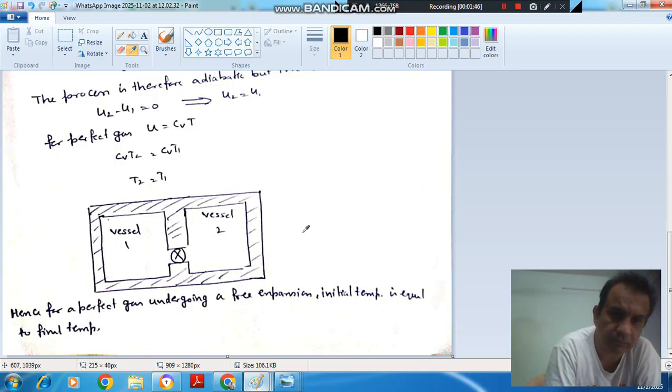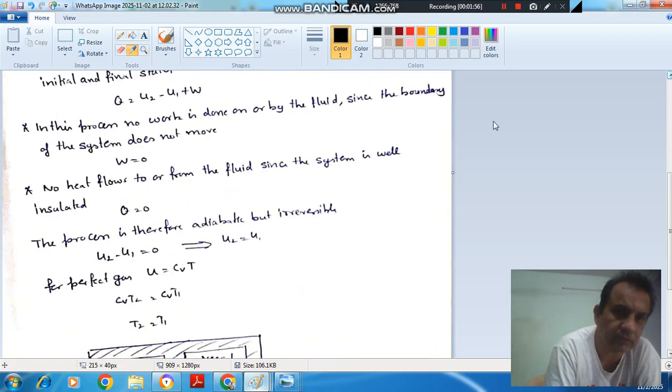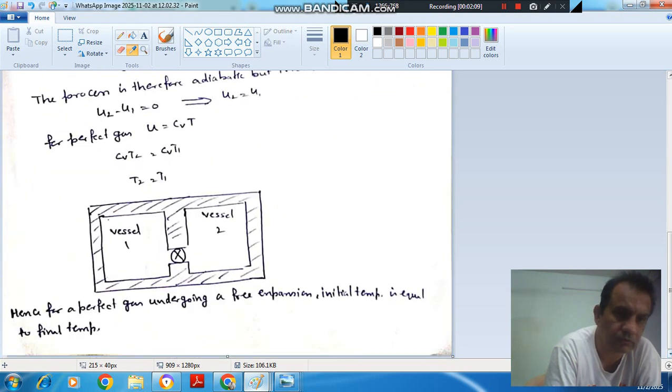That is Q is equal to U2 minus U1 plus W. There is no work done, no heat transfer, so U2 minus U1 is equal to 0. So U2 is equal to U1, and CvT2 is equal to CvT1, or T2 is equal to T1. So it means temperature remains constant. Initial temperature is equal to final temperature.